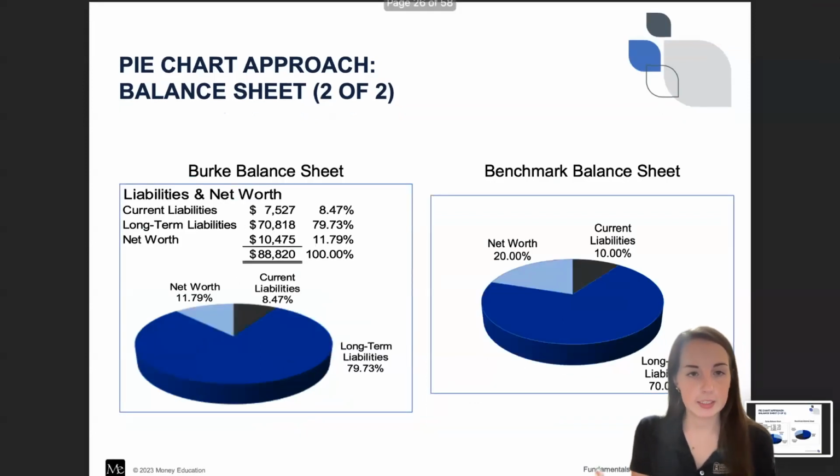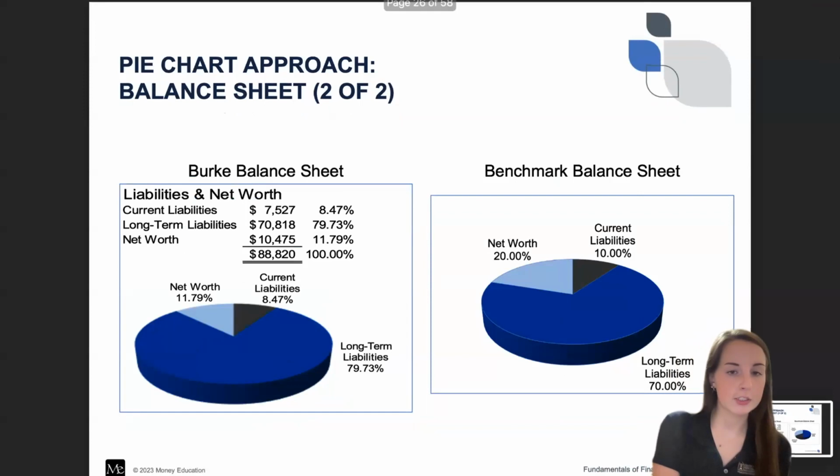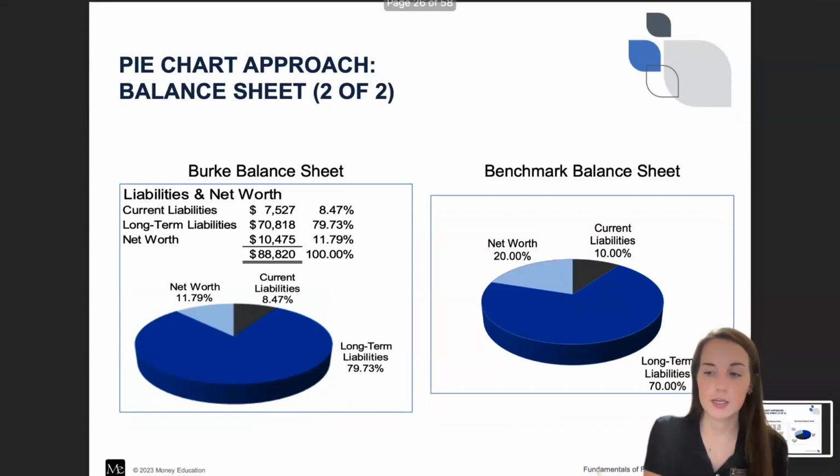Your liabilities and net worth. Your net worth is also low, so we need to increase that by at least 9%, and we need to decrease your long-term liabilities, which is debt. So overall from this data, we need to increase your savings rate and reduce your debt and manage the interest rates on the debt.